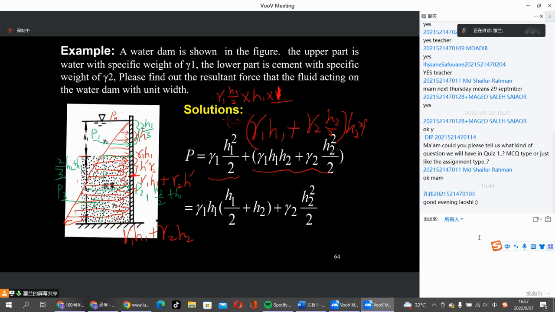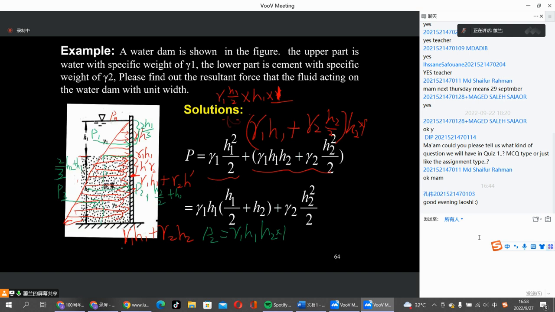So you see, for this pressure loading, we split it into three parts. First one is the triangular pressure loading due to the water. And then for the cement loading, we split into two parts. One is uniform, the other is triangular. For the uniform pressure loading, we can find P2. What will be P2? P2 will equal gamma 1 H1 times this area, H2. Right, this is P2, and its acting point is the centroid.